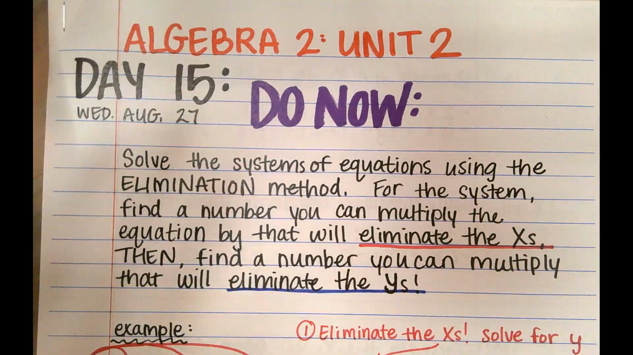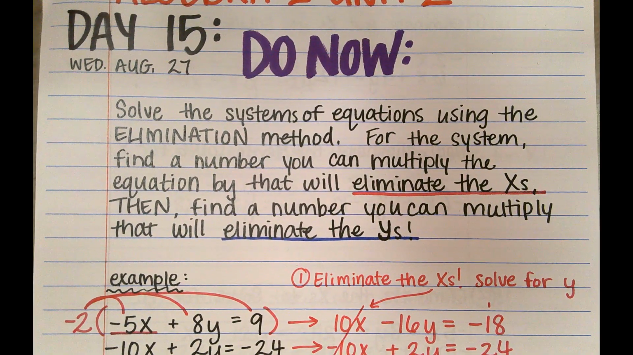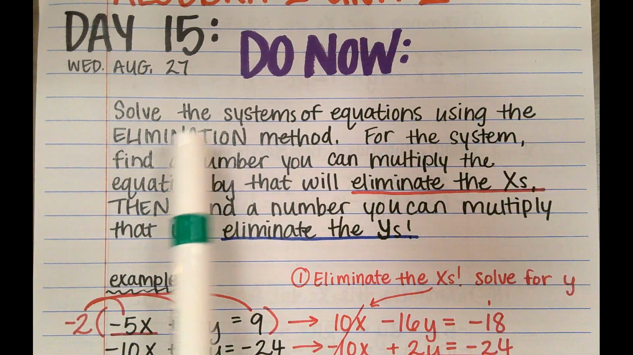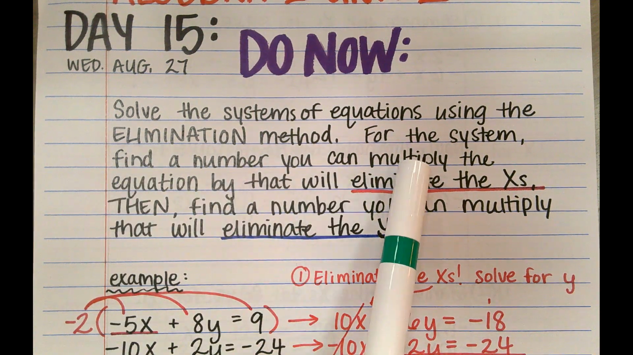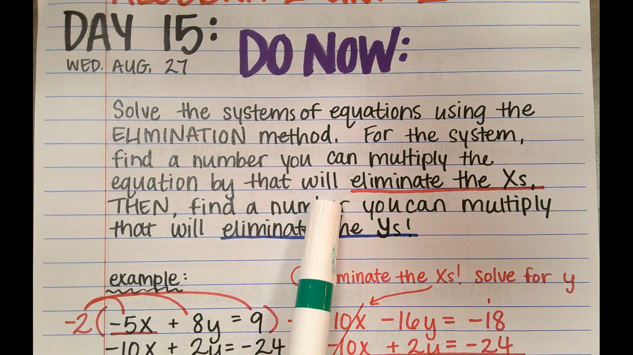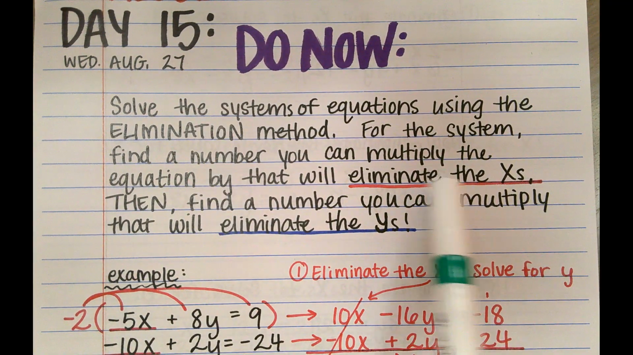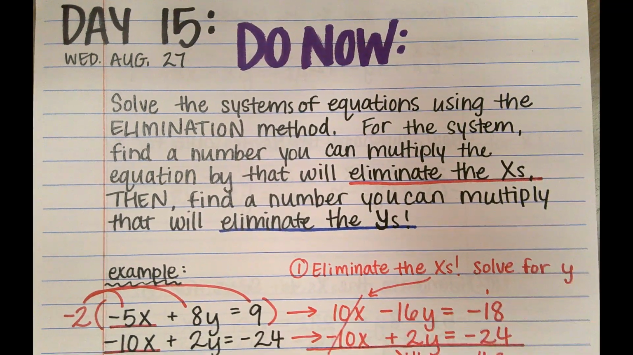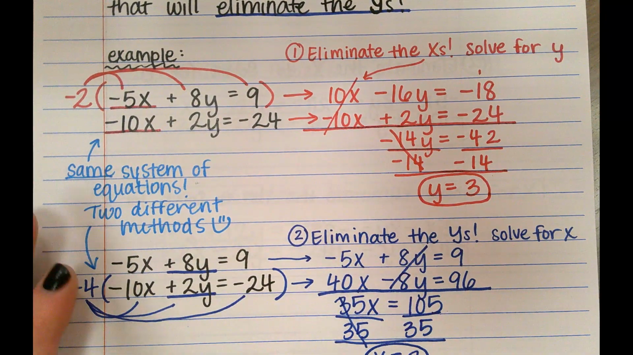And for your due now today, I made you a little packet of systems of equation problems, and we'll start just by reading these directions. It says, solve the systems of equations using the elimination method. For the system, find a number you can multiply the equation by that will eliminate the x's. Then find a number you can multiply that will eliminate the y's. So I gave you an example on the front page, and I'll just explain this briefly here.